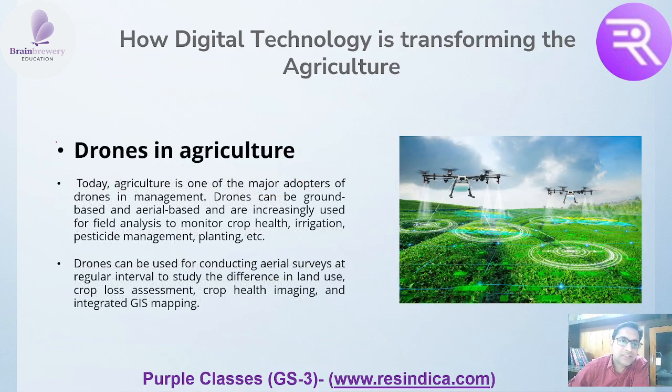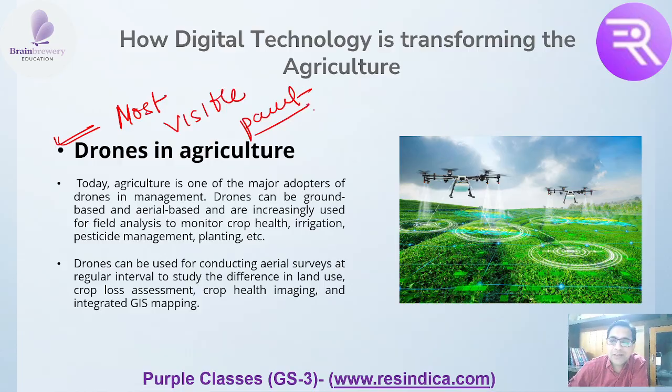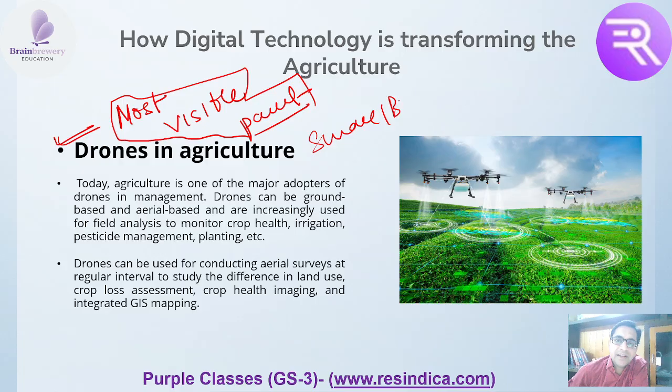Now drones, this is the most visible part of agriculture, which you will be seeing everywhere right now. Drones are a separate industry. Drones are being made for defense, for agriculture, for marriages, for fun and everything. These drones can be utilized in a small field or a big field. They will be helpful in monitoring your crop health, irrigation, pesticide management and everything.